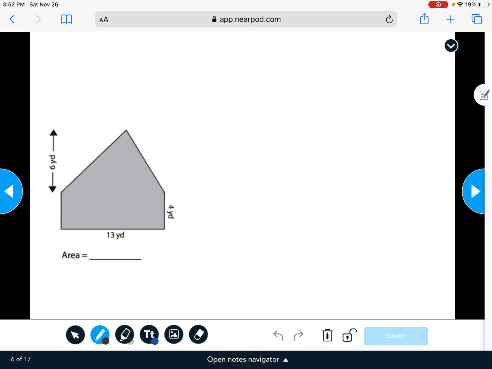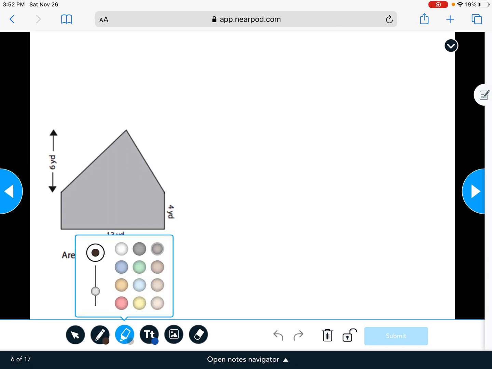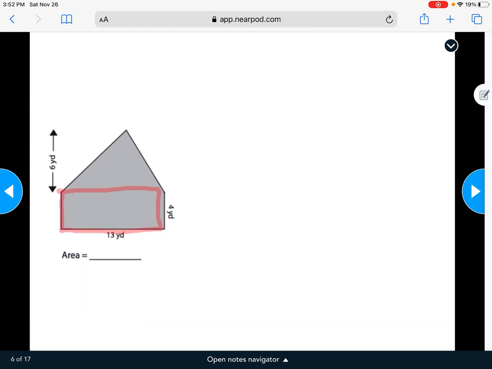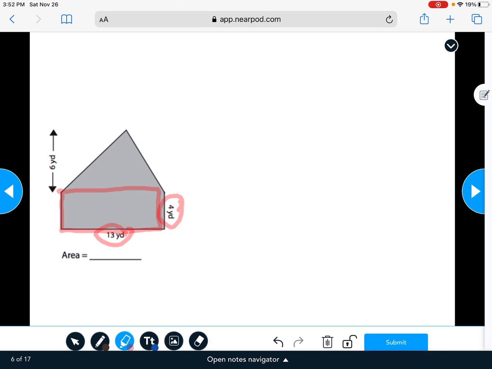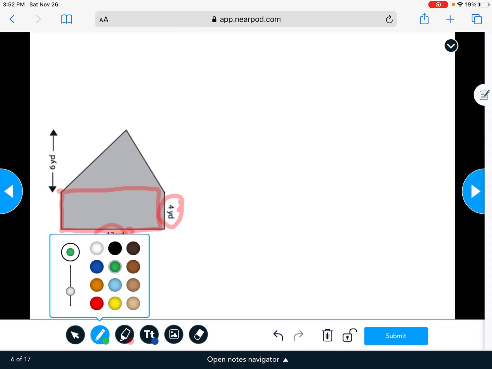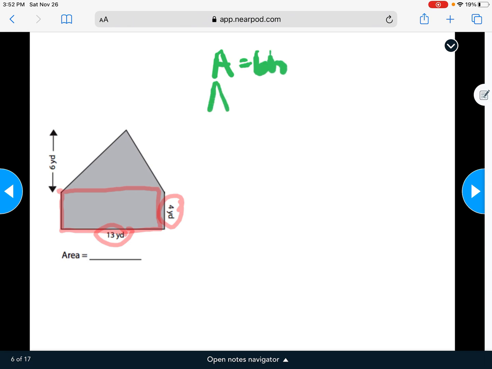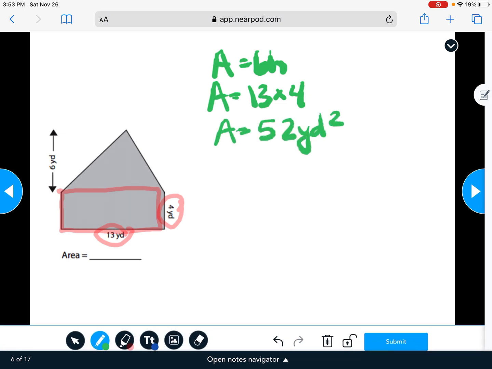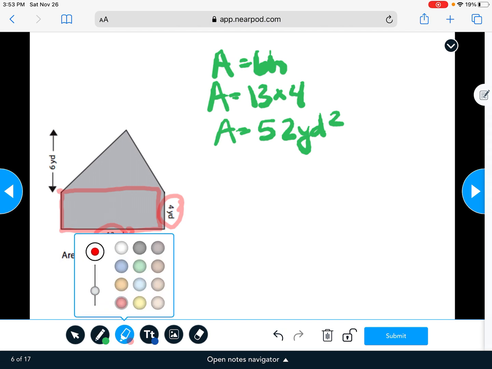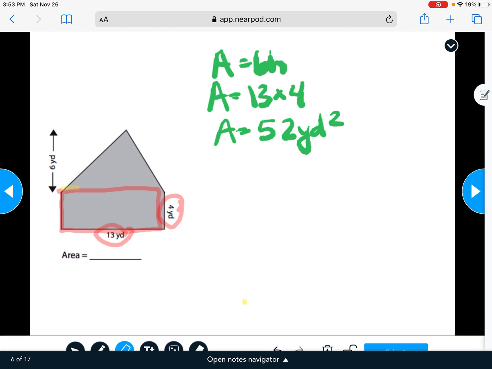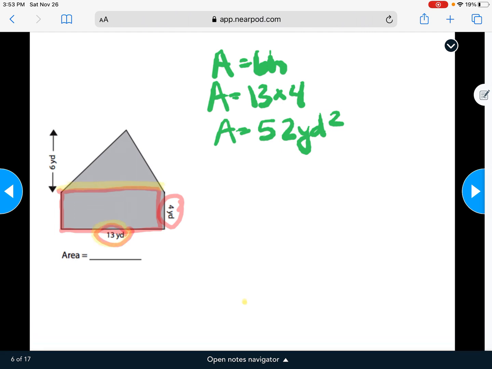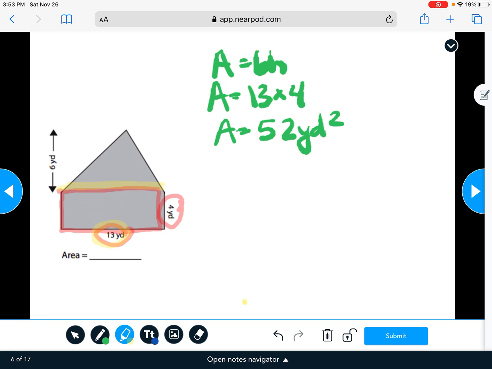Okay, this is similar to the first one, but there's a little less shown to us. So now we need to break it into pieces. So the rectangle is here at the bottom. Pretty easy to see the base and height are 13 and 4. So I'm going to multiply base times height, 13 times 4, which gives us 52 square yards. And now I need the triangle. So the triangle's base is the same as the base of the rectangle, so that's going to be 13.